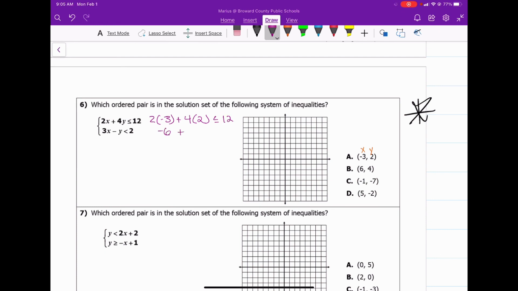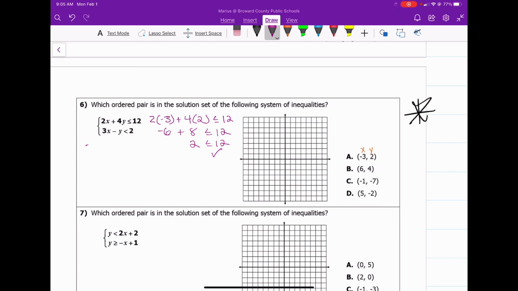Negative 6 plus 8 less than positive 12. Negative 6 and positive 8 make positive 2. Positive 2 is less than positive 12. So it works for the first inequality. Let's see if that same ordered pair works for the second inequality.